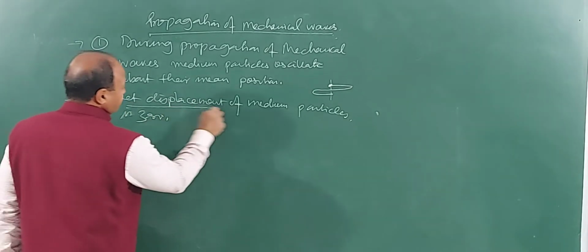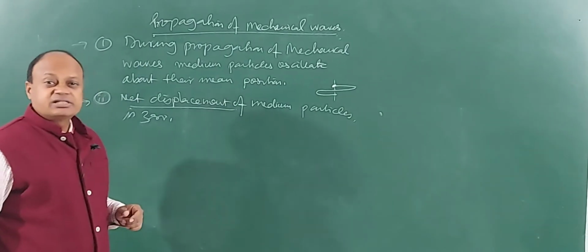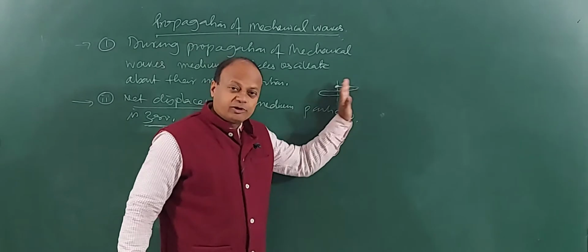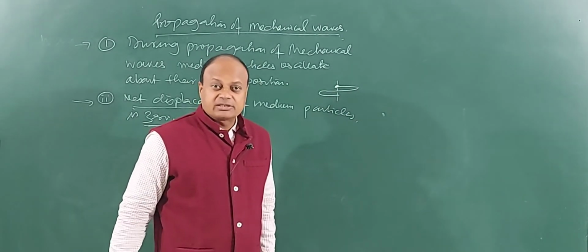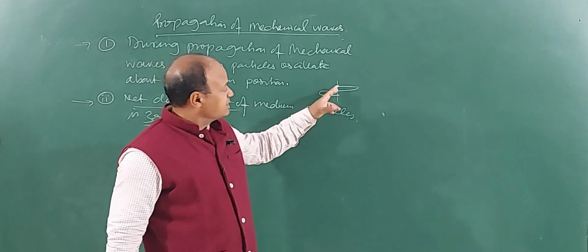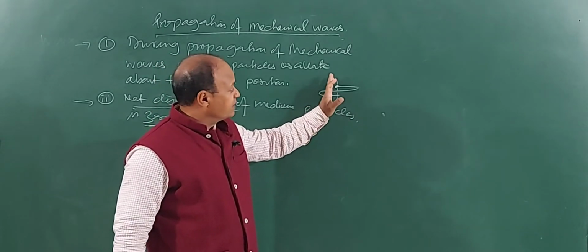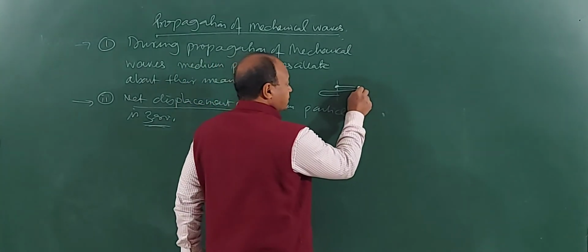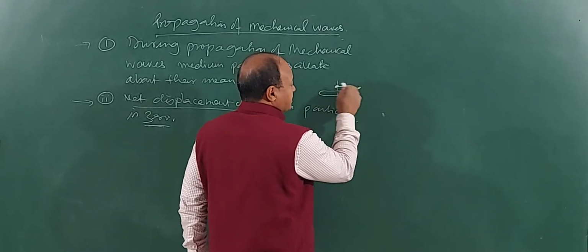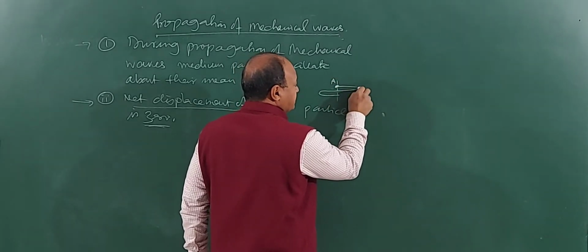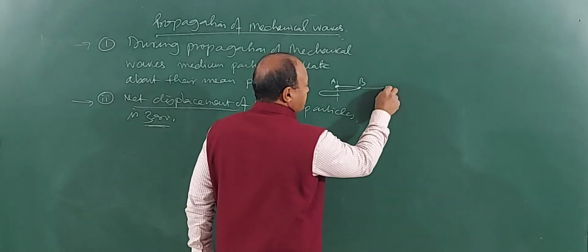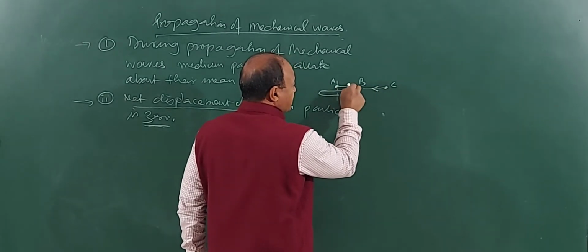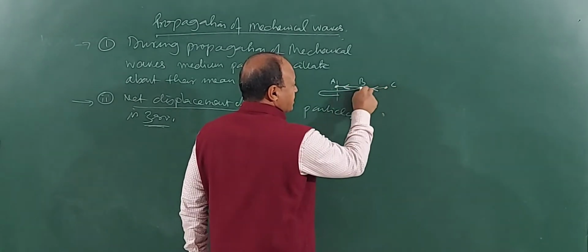Now the second point, which is very important: net displacement of medium particles is zero. Means the simple harmonic oscillations are fine. But you have to understand this, that the particle starts from here, moves to the right to the extreme distance, and then passes this energy, like particle A passing energy to particle B, and then again B transfers its energy to C and comes back. A transfers its energy to B and comes back. B transfers to C and comes back.